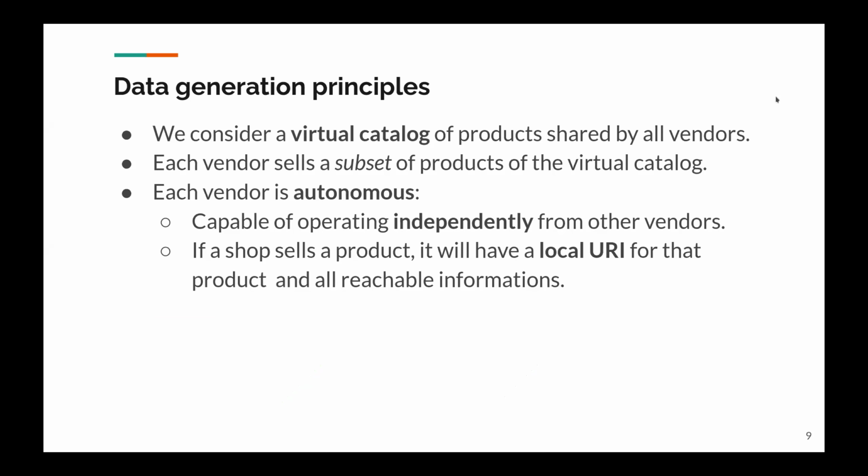So we consider a virtual catalog of products and producers and so on. Virtual here means that this product catalog is not really materialized, but all shops basically provide access to data about products that are in this virtual catalog. Each of the vendors sells some of these products that are in this virtual catalog, and each of the vendors is autonomous, which basically means they can operate independently from one another.